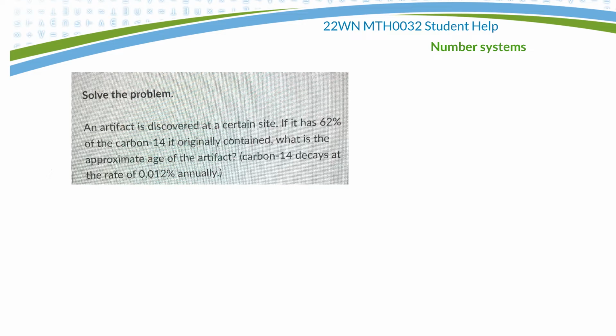Here's another question about carbon decay. An artifact is discovered and it has 62% of what it originally had. So it's going to start at 100 and go down to 62. What is the approximate age of the artifact? Okay, so P of T equals P0 e to the KT.